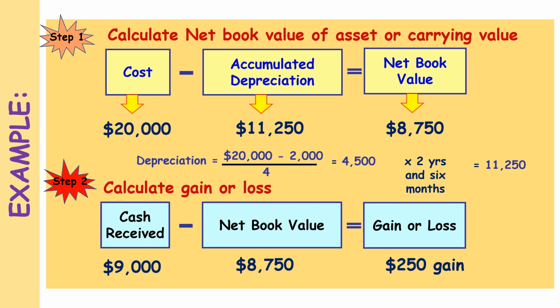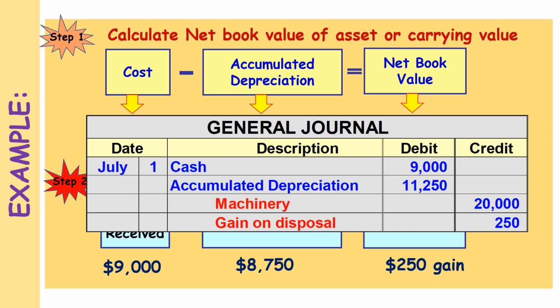Now that we know the gain on disposal, it is time to record this in our books. Recording the sale means to record the cash received and remove the asset from the accounting books. So there are two things associated with the asset in our books. One is the accumulated depreciation and one is the asset itself. We need to remove both of them. So the entry would be to debit cash for cash received and debit the accumulated depreciation and credit the machinery for this to remove it.